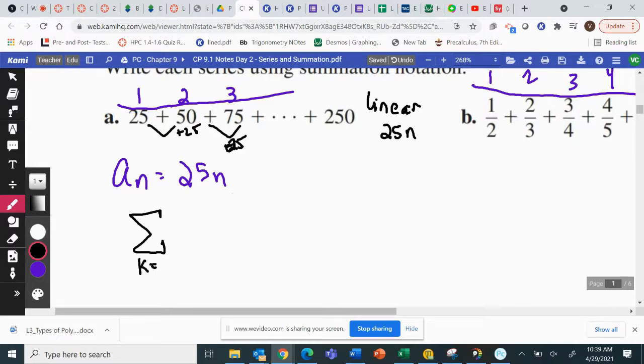K. Why not? The first number that I plug in to get 25 would be 1. So I'm going to start with a 1 down here. And then the last number that I plug in that gives me 250 is going to be what number? 10. That's the last number that I plug in. So the number on top will be 10. So the first number I plug in is 1. The last number I plug in, I figured out using my formula, is 10. And then the formula, instead of putting an n in it, I have to use the variable that I chose at the bottom, is going to be 25k.